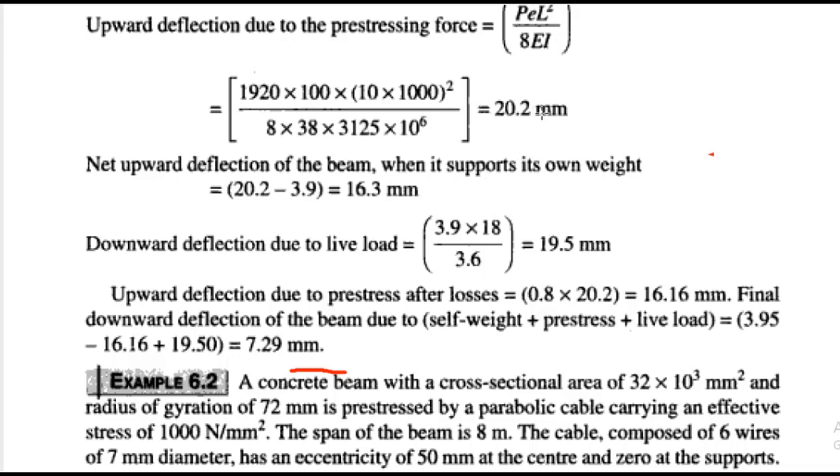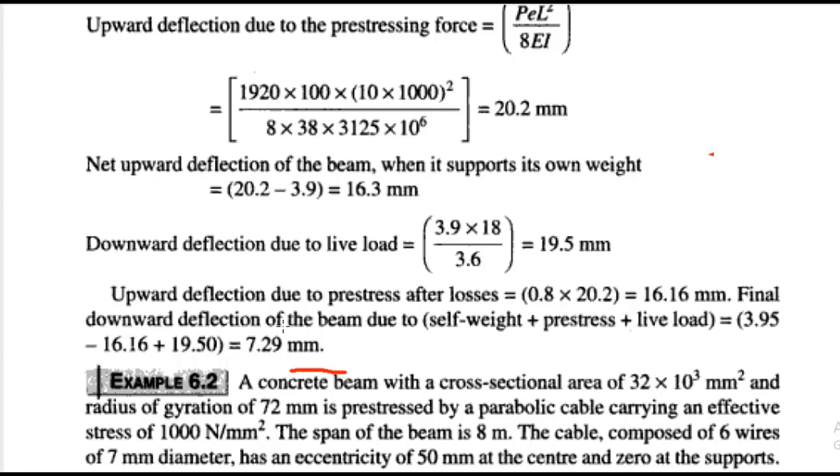This final upward deflection we are calculating after neglecting 20% loss, which means 80% remains. Hence 0.80 into 20.2 results in 16.16 mm, which is the upward deflection acting on the concrete beam after considering all losses in the pre-stress of the structural members.